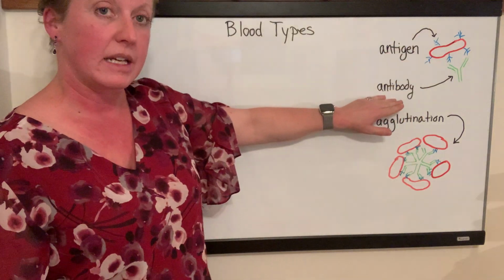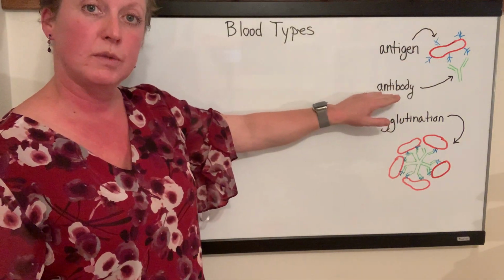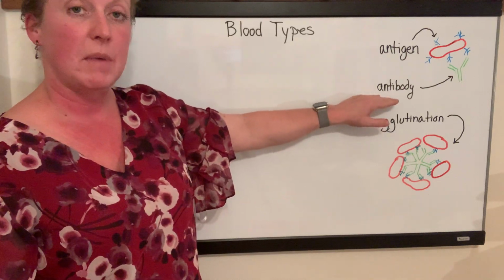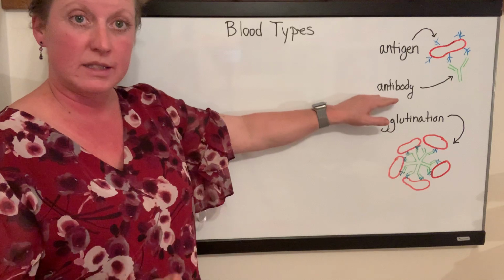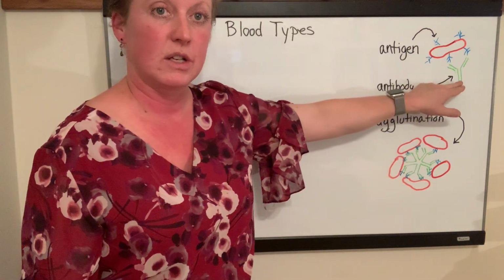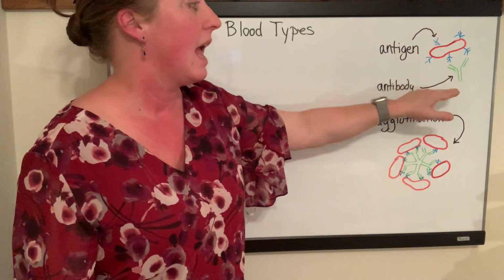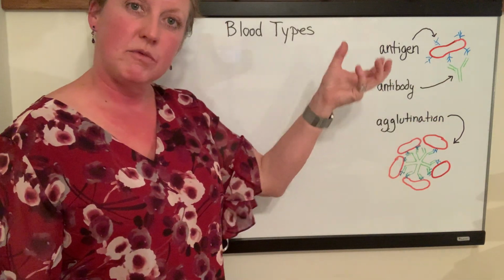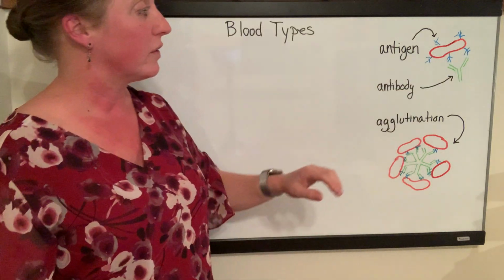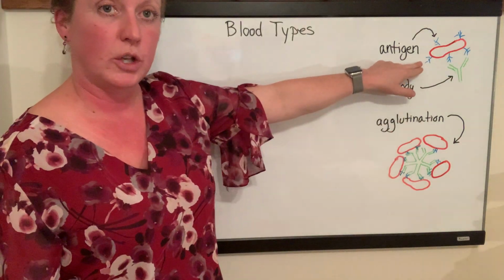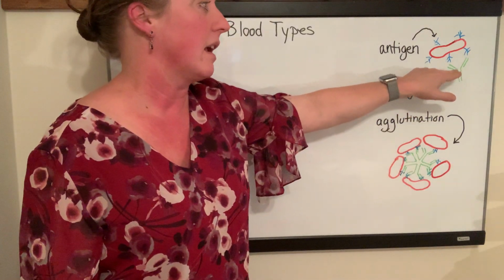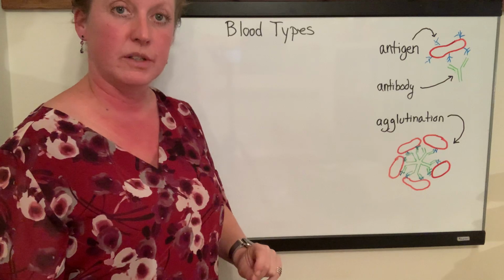Now, antibodies are proteins that are produced by your B lymphocytes, your B cells, the same antibodies that are produced when you get sick. Now, antibodies, which is what this green structure is here that looks like a Y, specifically recognize and bind to antigens. So if this were antigen Q and this were antibody Q, then this antibody would bind to that antigen.